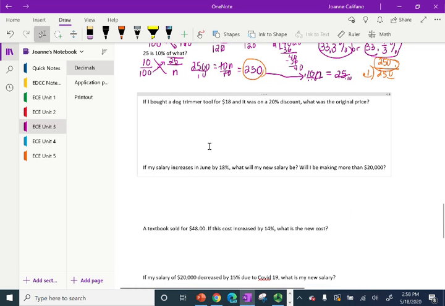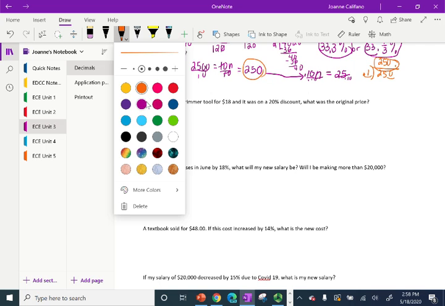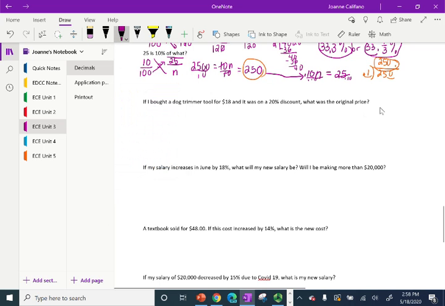Okay, so kind of put on a shopping mind now. We use percents quite often in the real world with shopping and taxes and discounts. So let's get some discount problems. If I bought a dog trimmer tool for $18 and it was on sale, it was 20% off. What was the original price? This kind of problem here.